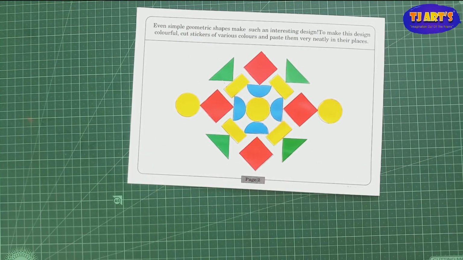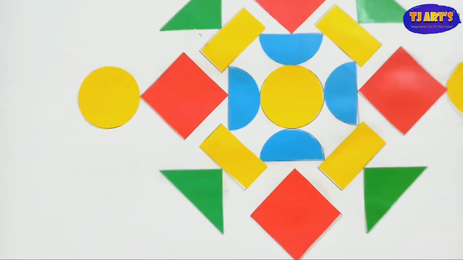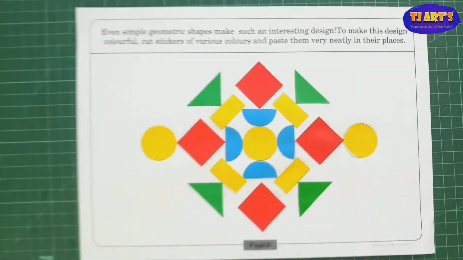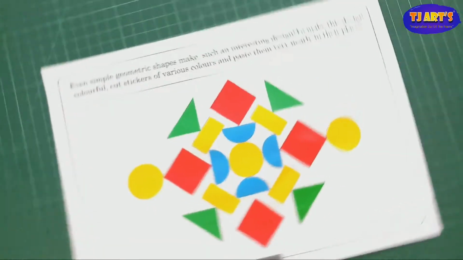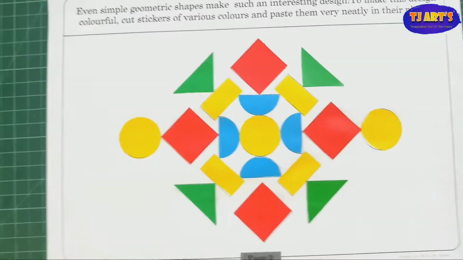Okay, our page number 2 from the Navneet Vikas craft book class 3rd is finished. Afterwards it looks like this. If you want to do a border, you can do it.